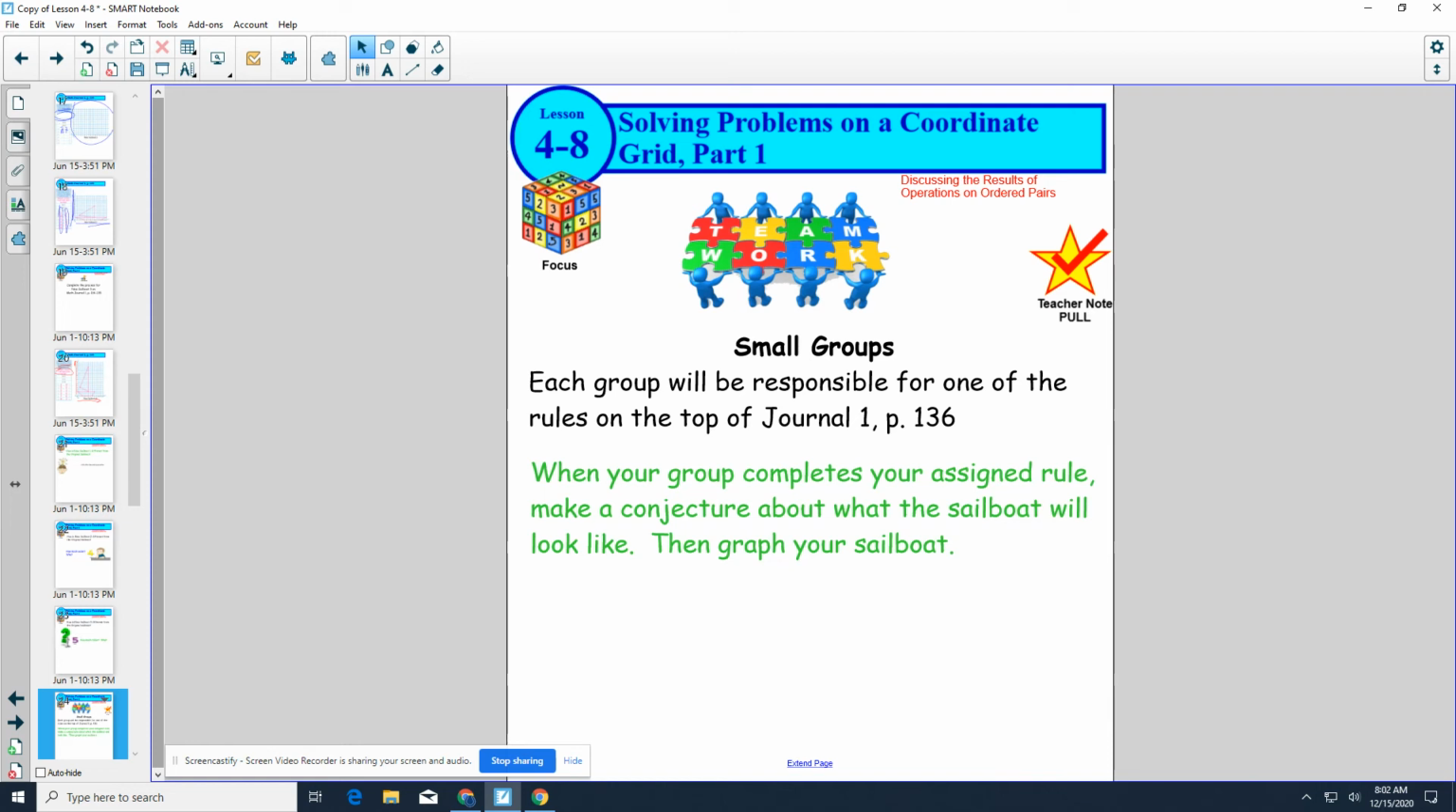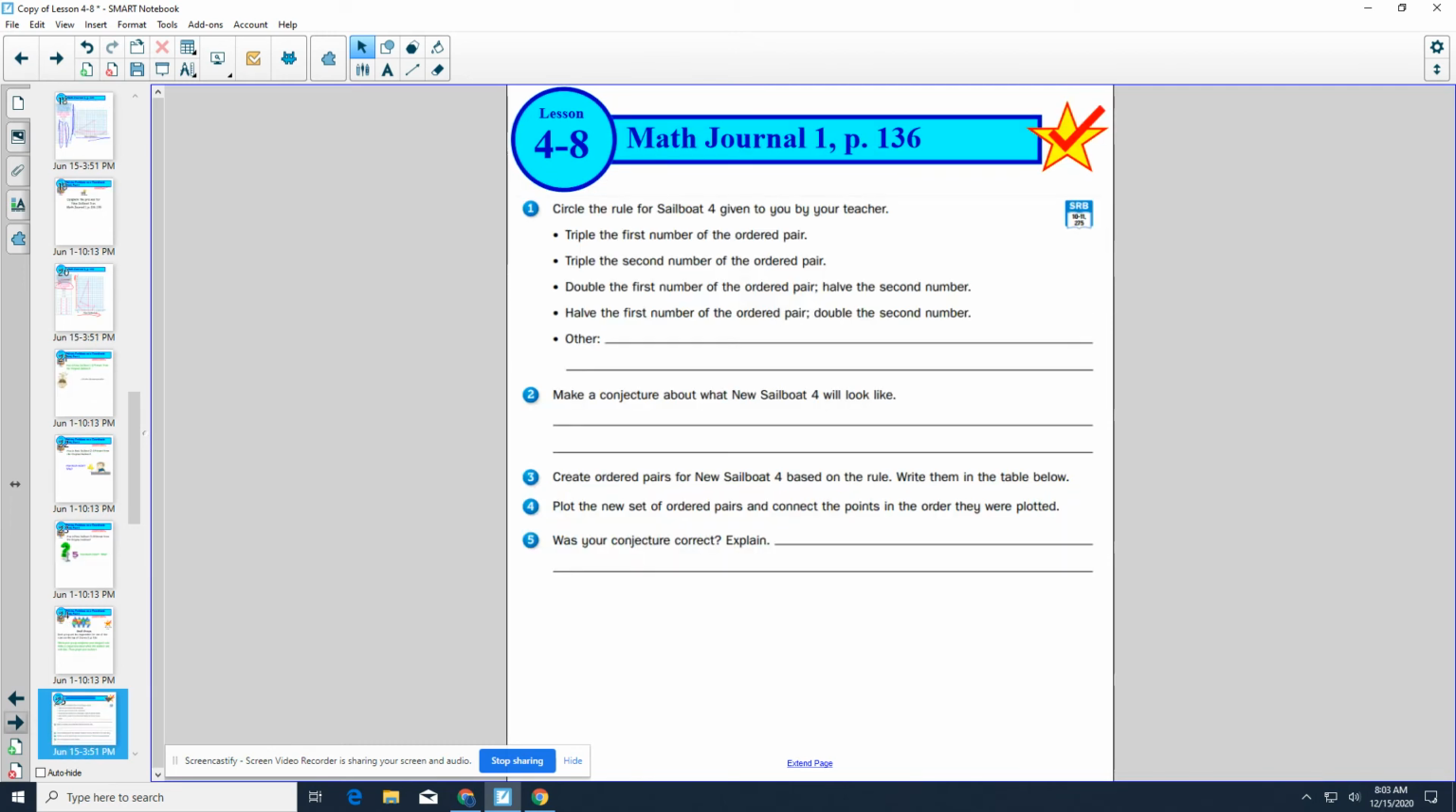So each group will be responsible for one of the rules on top of journal page 136. So each of you are going to have to do each of the rules on your own. Okay. And then so if you look here, it says circle the rule for Sailboat 1 given to you by your teacher. Okay. You can choose which one of these you would like to do. So you choose one of these rules to do your Sailboat 4. So again, only pick one. Make a conjecture or prediction about what new Sailboat 4 would look like. So look at the rule that you're choosing to follow, and then make sure that you make your conjecture.